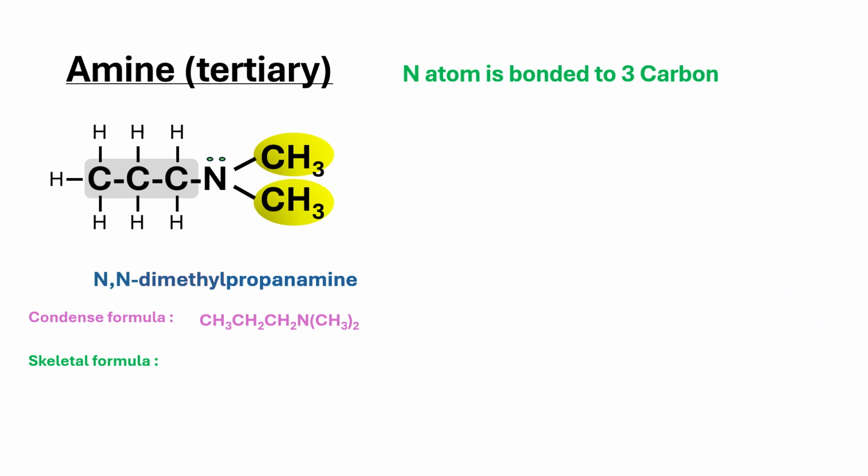And condensed formula, CH3, CH2, CH2, N without the hydrogen, and we can combine the methyl group using brackets. Skeletal formula, you got it. So try this yourself and see if it matches. So we got 3 dots to represent 3 carbons, nitrogen, and there will be another carbon. There will be another carbon. Just have a look at the positioning of this.